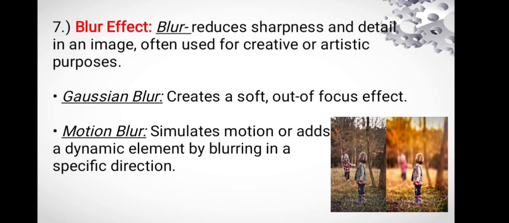Motion blur simulates motion or adds a dynamic element to an image by intentionally blurring in a specific direction. This type of blur is often used to depict movement, speed, or action. For example, it can be used to show a car racing by, a person running, or a waterfall in motion. The direction and intensity of the blur convey the speed and direction of the moving subject, giving a sense of energy and movement to the photograph.